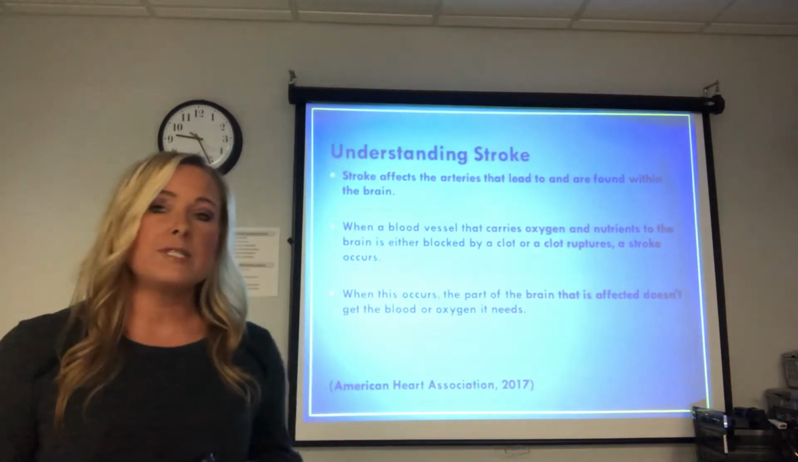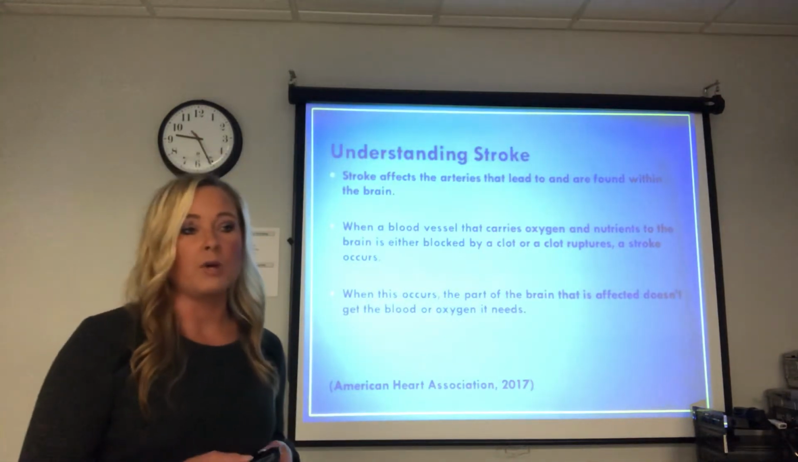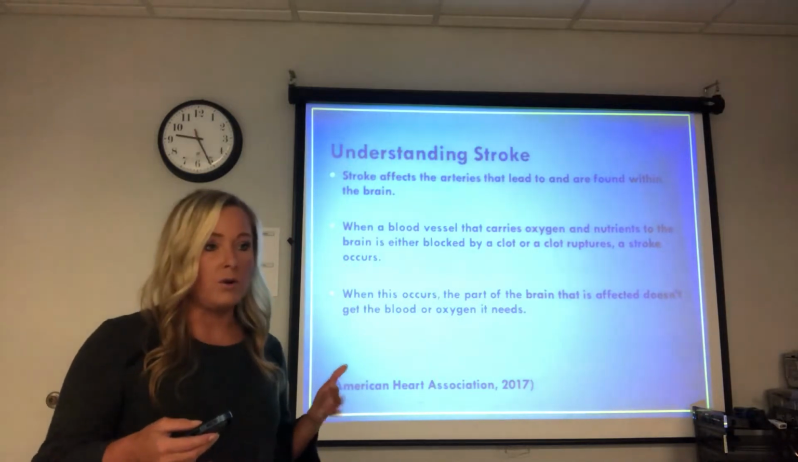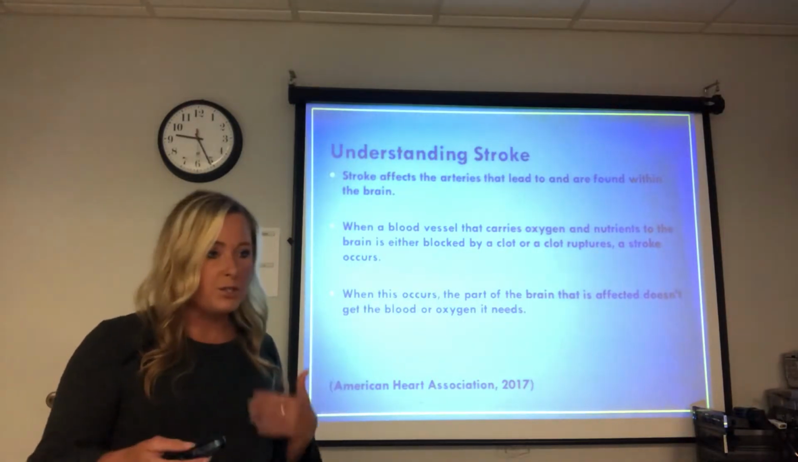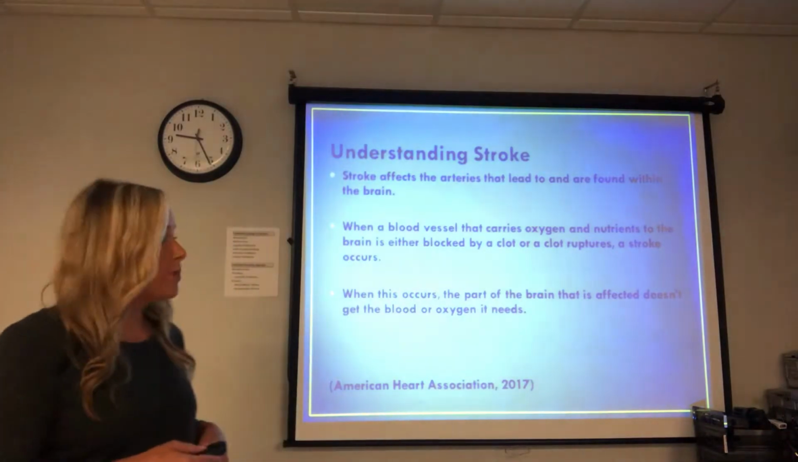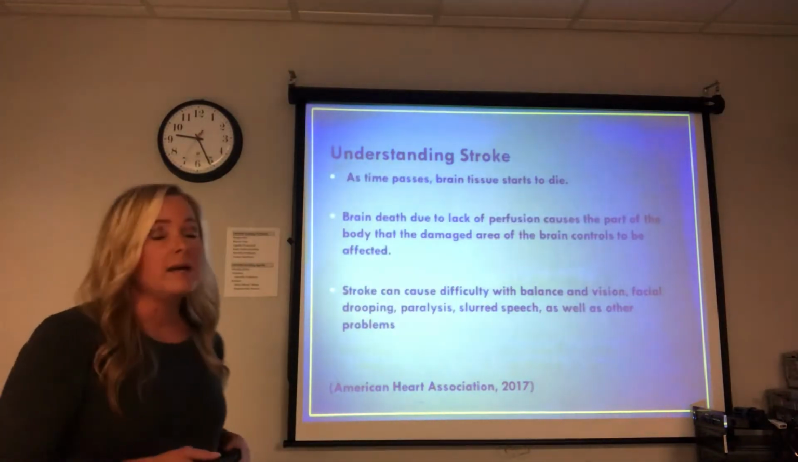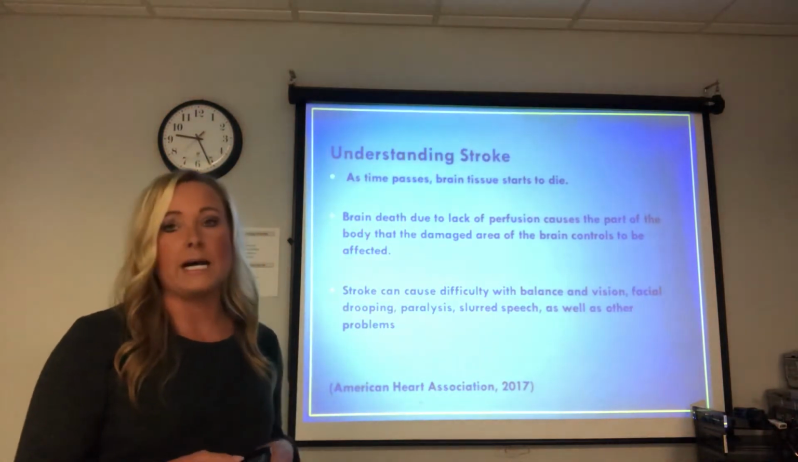Stroke affects the arteries that lead to and are found within the brain. So when one of those vessels is blocked by a clot or a clot ruptures, excuse me, the part of the brain that is affected doesn't get the blood and the oxygen that it needs. As time passes, that part of the brain starts to die.